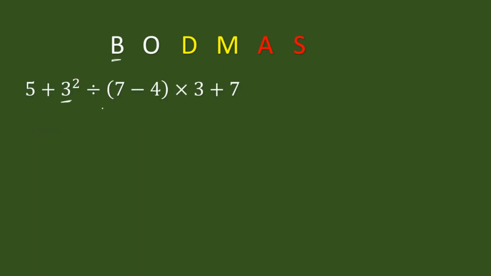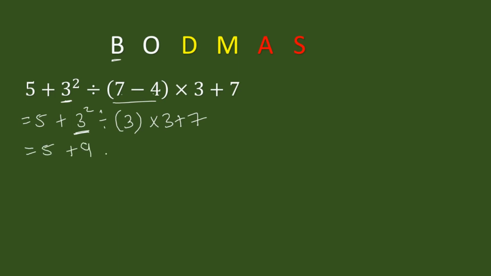We have brackets with a power there. After the bracket, we have to deal with the power. So let's start with the bracket. It's going to be 5 plus 3 squared divided by, 7 minus 4, that is 3. So that is what is in the bracket, times 3 plus 7. Now we have to simplify the power before we multiply or divide. It's going to be 5 plus 9 divided by 3 times 3 plus 7.